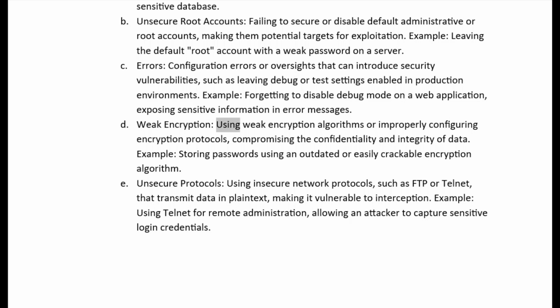Weak encryption, using weak encryption algorithms or improperly configuring encryption protocols, compromising the confidentiality and integrity of data. Example, storing passwords using an outdated or easily crackable encryption algorithm. Unsecure protocols, using insecure network protocols such as FTP or Telnet, that transmit data in plaintext, making it vulnerable to interception. Example, using Telnet for remote administration, allowing an attacker to capture sensitive login credentials.